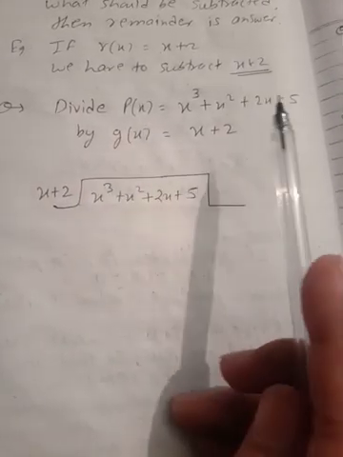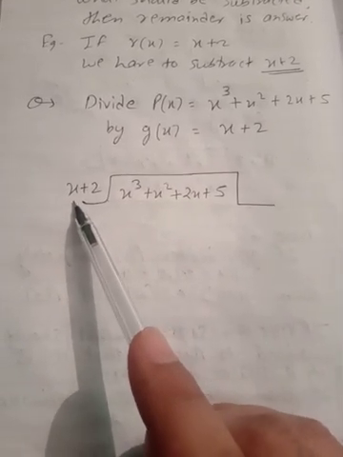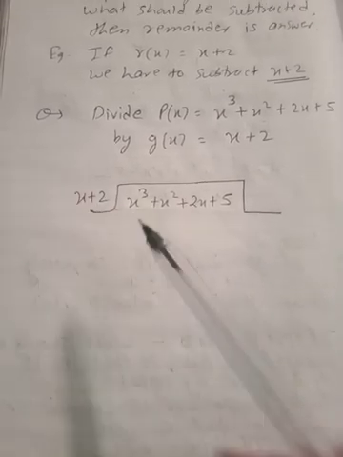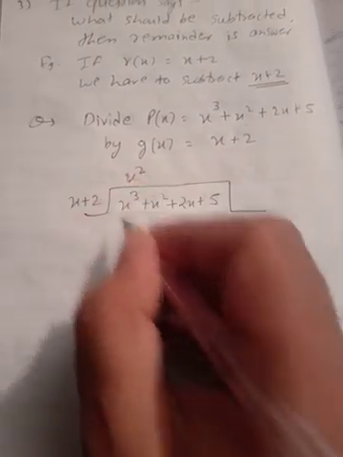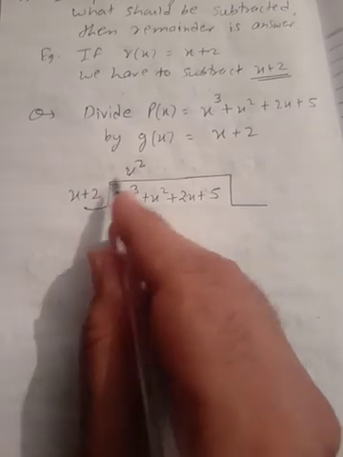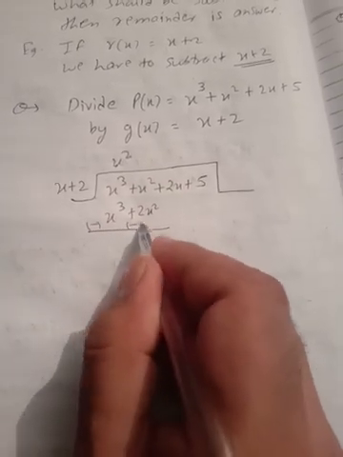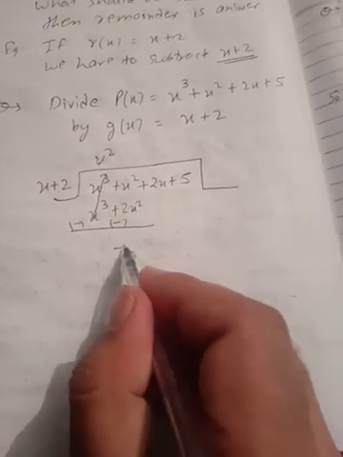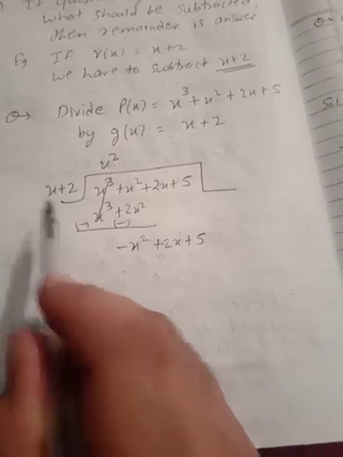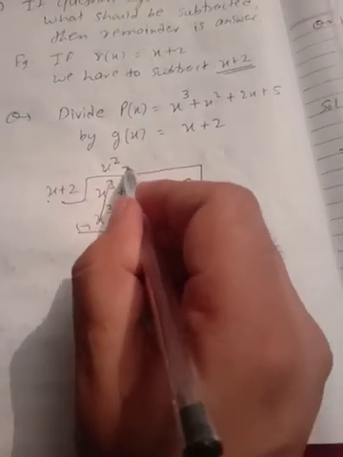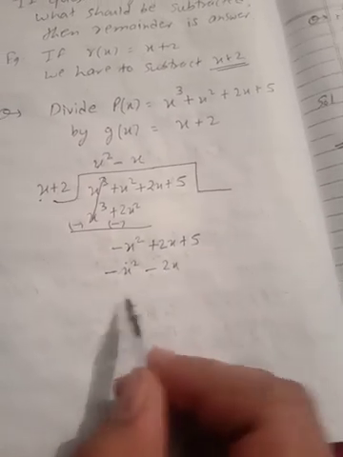In this question, p(x) is given and g(x) is given. So let's solve it. Our aim is to make this x equal to x cube. So we have to multiply this by x square. So x square into x gives us x cube, and 2 into x square gives us 2x square. In every step we have to change the sign. This will get cancelled. Here we get minus x square plus 2x plus 5. Now we have to make x equal to minus x square. So we have to multiply by minus x. This will be minus x square minus 2x.